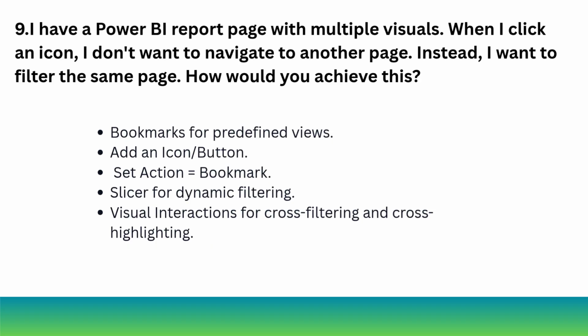And the second way to do this is to format a slicer to look like a button or an icon, and when the user clicks on the option, the slicer filters all the visuals on the same page. If the icon represents a visual, the Power BI cross-filter and cross-highlight option can also be used. So clicking on the visual automatically filters the other visuals on the same page.